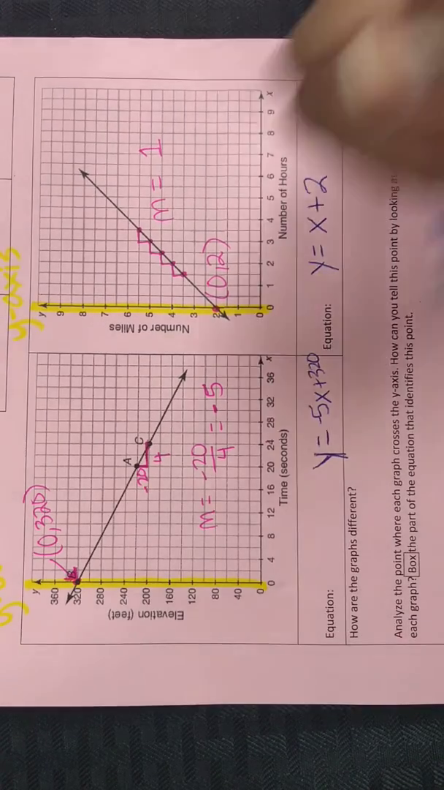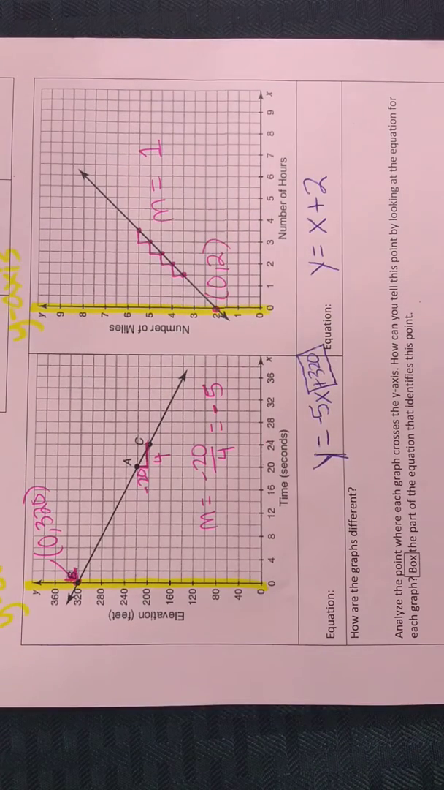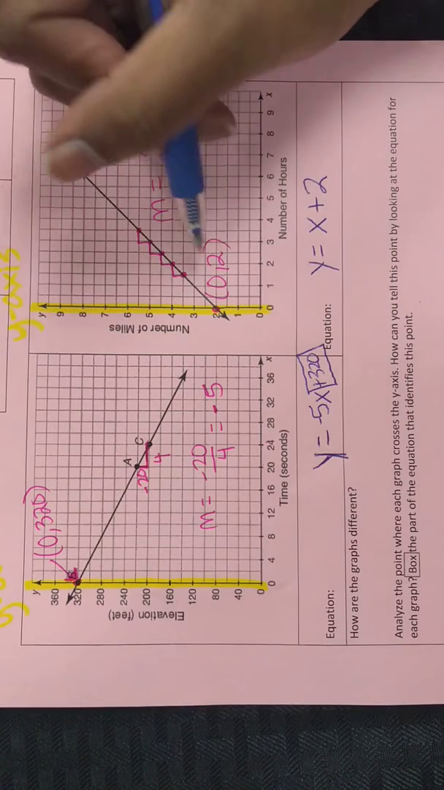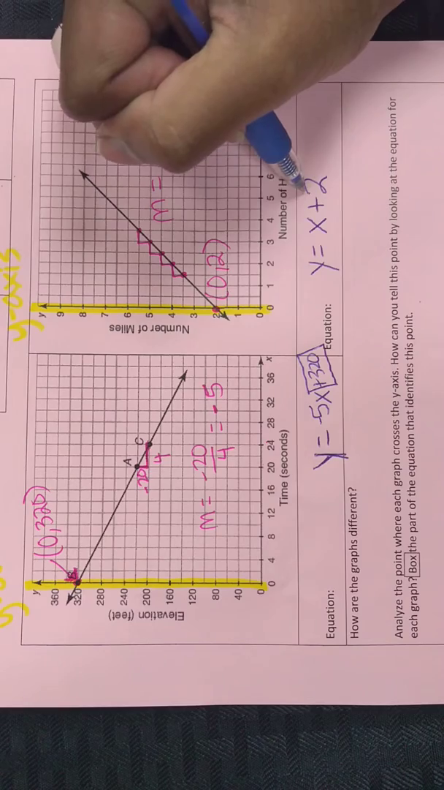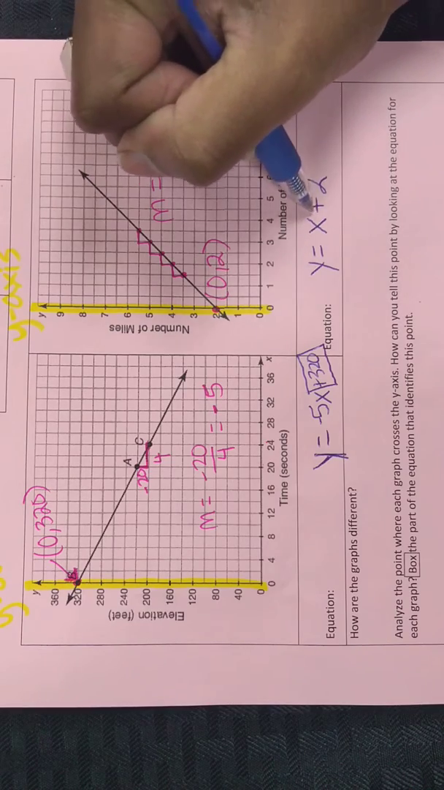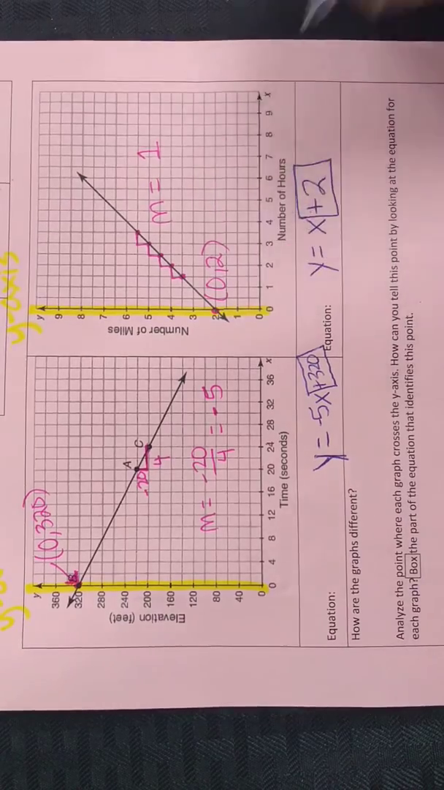I'm so sorry I wrote this so small and squeezed it in. Put a box around that y-intercept, just like we did yesterday. Same thing over here. I see my y-intercept is a positive 2. I look at my equation, I see there's a positive 2 as my constant, which means I could easily see my y-intercept.